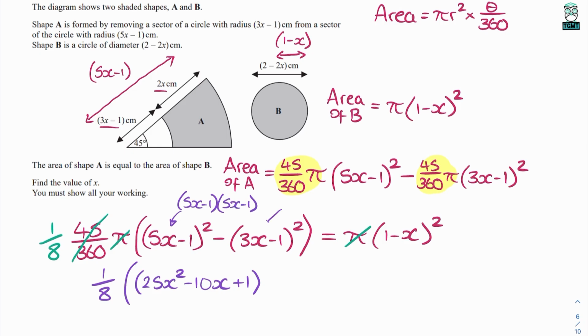And for this one, we're going to do the same thing. This is 3x minus 1 and another 3x minus 1, if you just want to write the working out down as well.